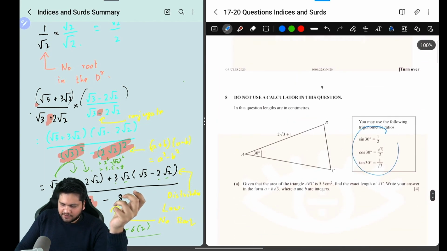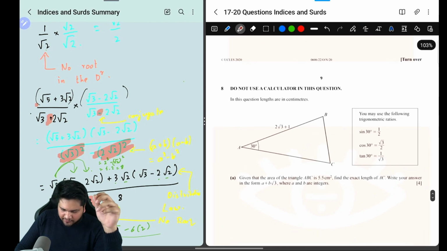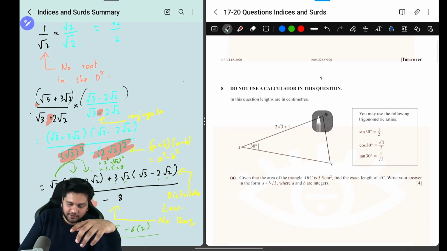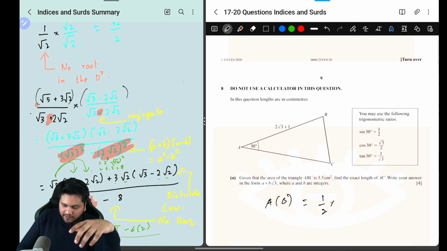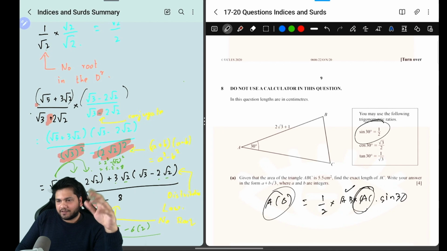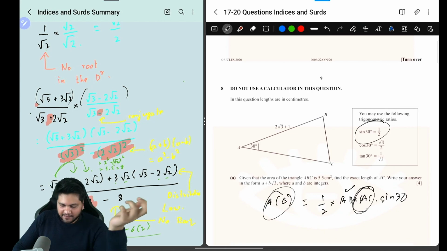Now they have given some values of sine 30, cos 30, tan 30. They have given the area of the triangle and they are expecting you to find the exact length of AC. So we'll use that formula: area of triangle is nothing but half into AB into AC into sine of 30. Sine 30 they have given, AB they have given, AC is what you need to find, and the area of the triangle they have also given. So again, you just switch here and there, and maybe you will get something in root form in the denominator. You just have to rationalize it and get it in the simplest form.